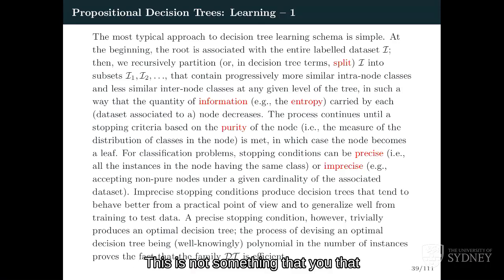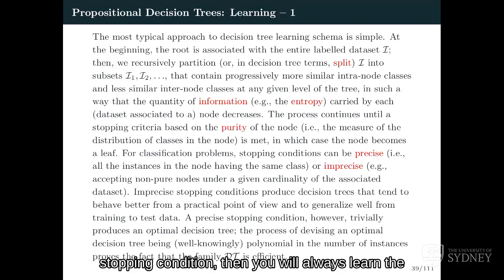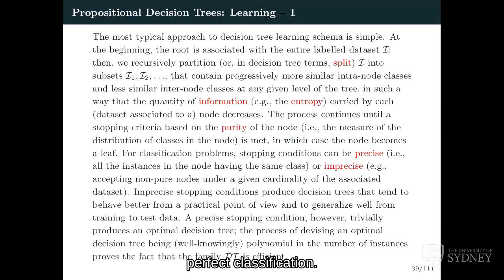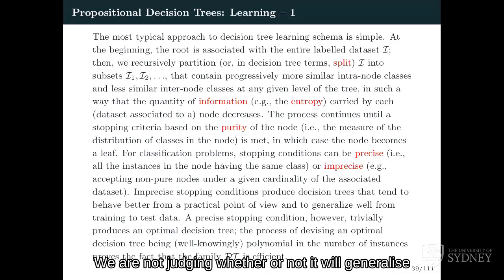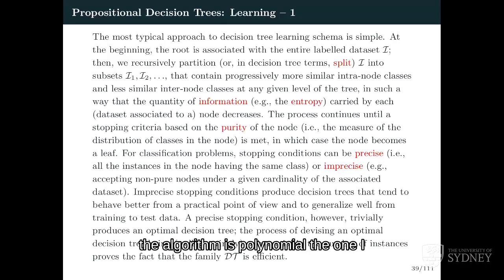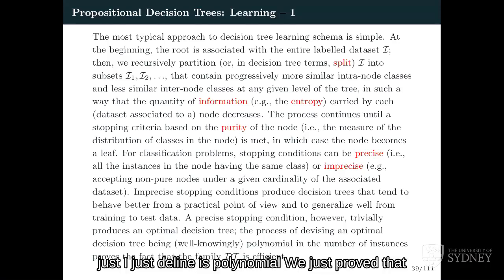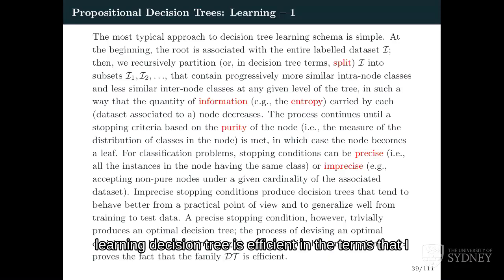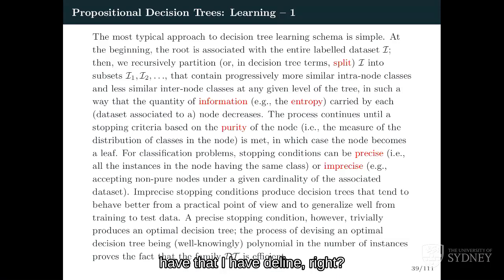This is not something that you would do, but if you do use a pure stopping condition, then you will always learn the optimal decision tree, because it will always give you the perfect classification. It has no learning errors. We are not judging whether or not it will generalize to a different data set. We will only say that this is optimal, and because the algorithm I just defined is polynomial, we just proved that learning a decision tree is efficient in the terms that I have defined, right?